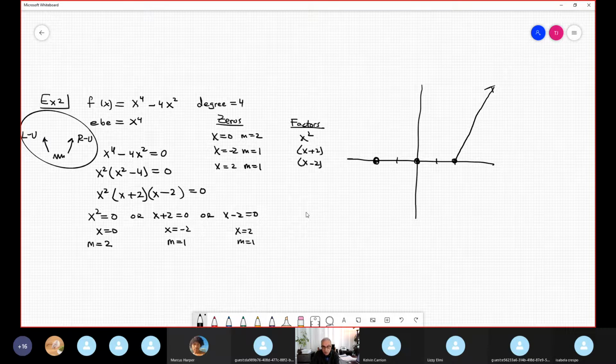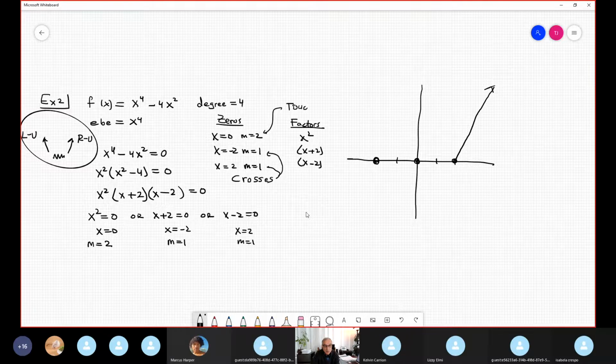Here is a 0. But this 0 is positive 2, cross. How do you know it crosses? Because the multiplicity is 1. When the multiplicity is an odd number, it crosses. When the multiplicity is an even number, it touches. But this one, no, it touches.